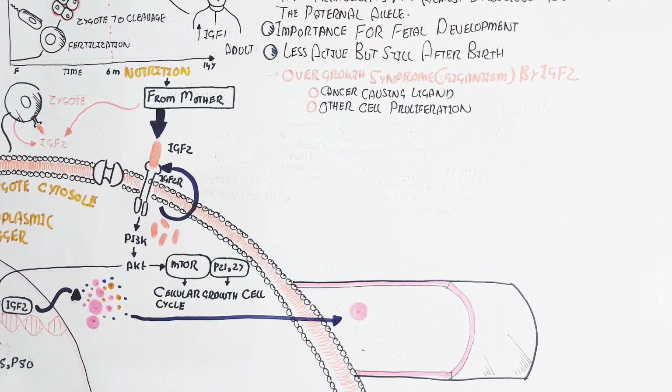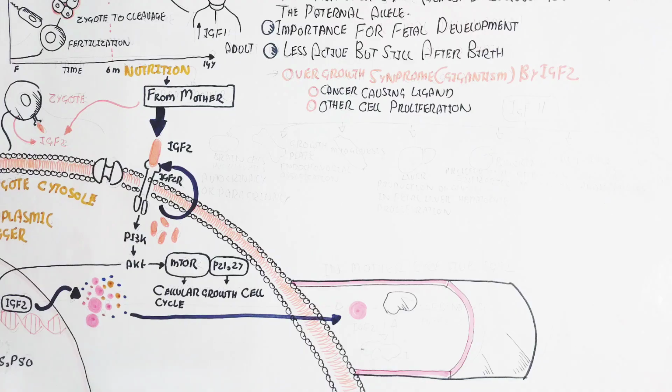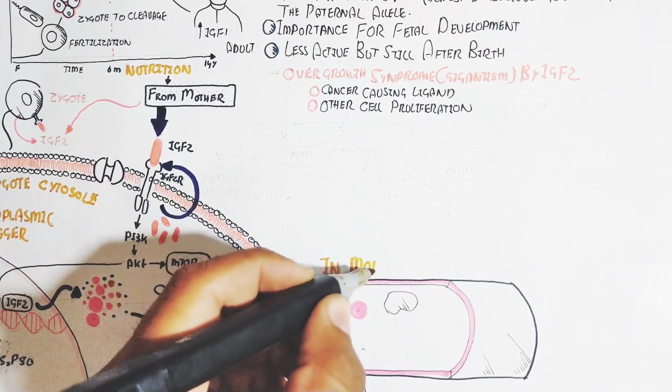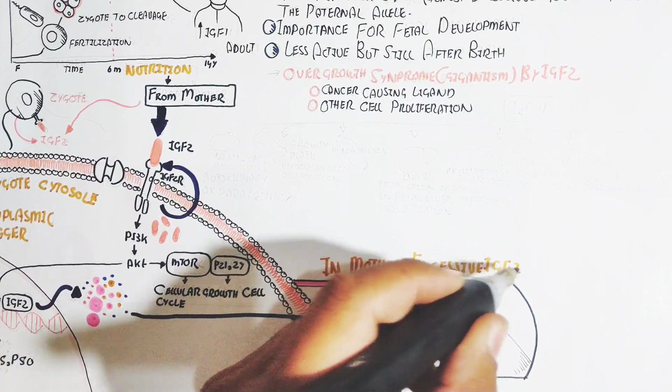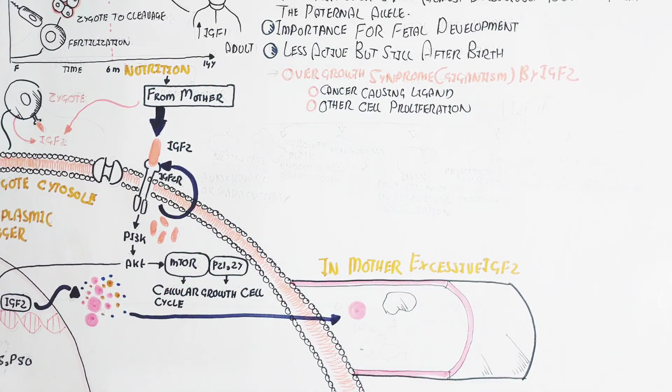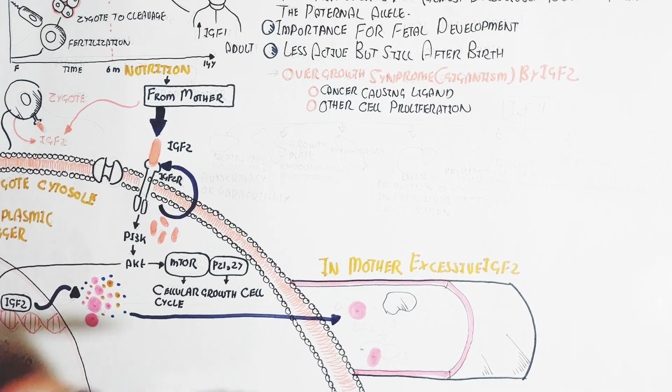Here, insulin-like growth factor 2 will bind with the insulin-like growth factor 2 binding protein. When it binds with the binding protein, it becomes inactive in the mother. So remember, for the mother it is inactive, but for the fetus or zygote it is active.